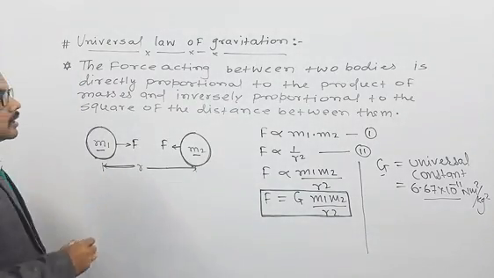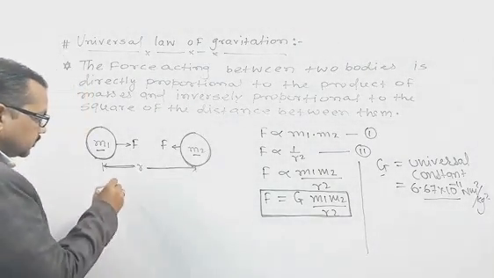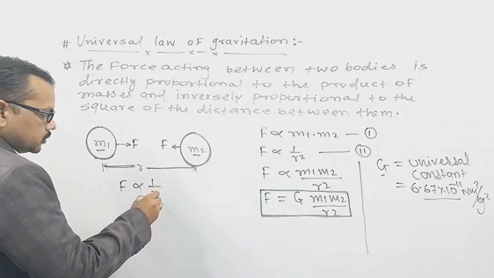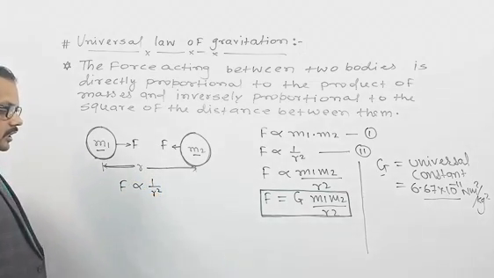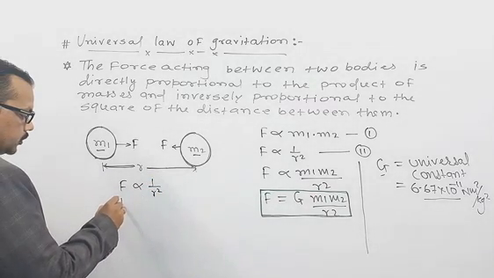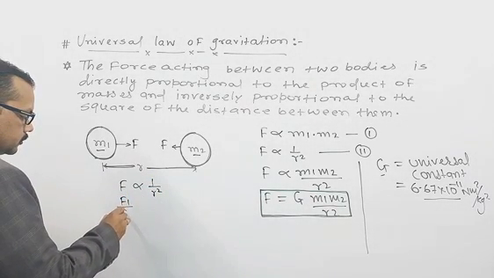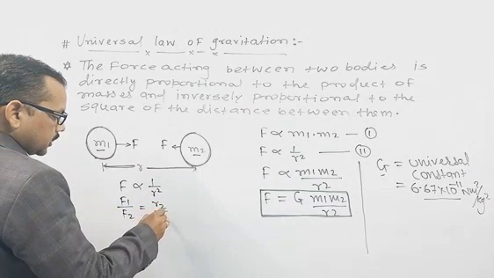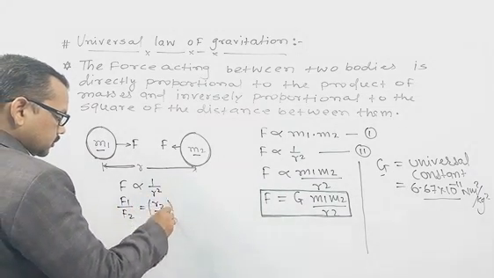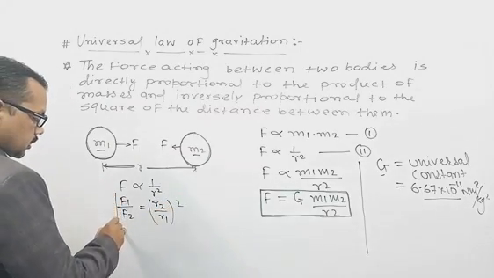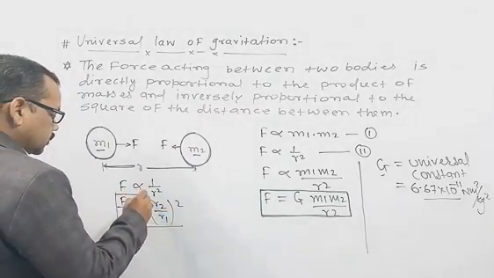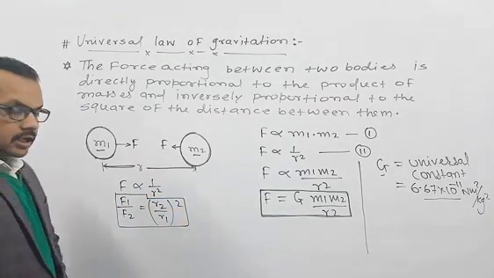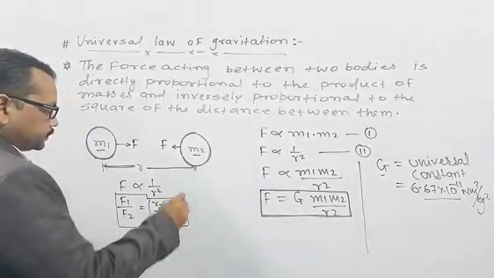As the universal law of gravitation states that the force between two bodies is inversely proportional to the square of the distance between them, you will write F1 by F2 is equal to R2 by R1 whole square. Now you will put the value in this equation, you will get the change in force. Let me explain.